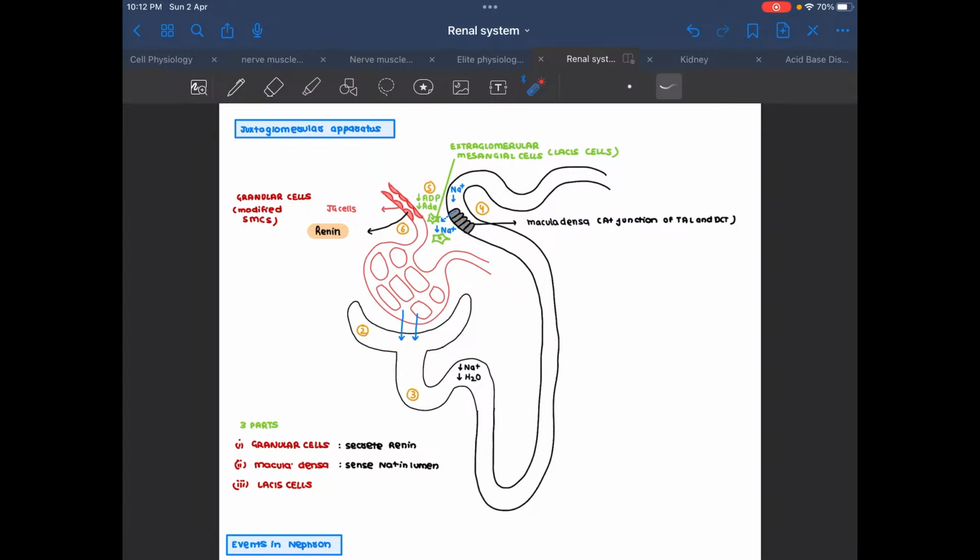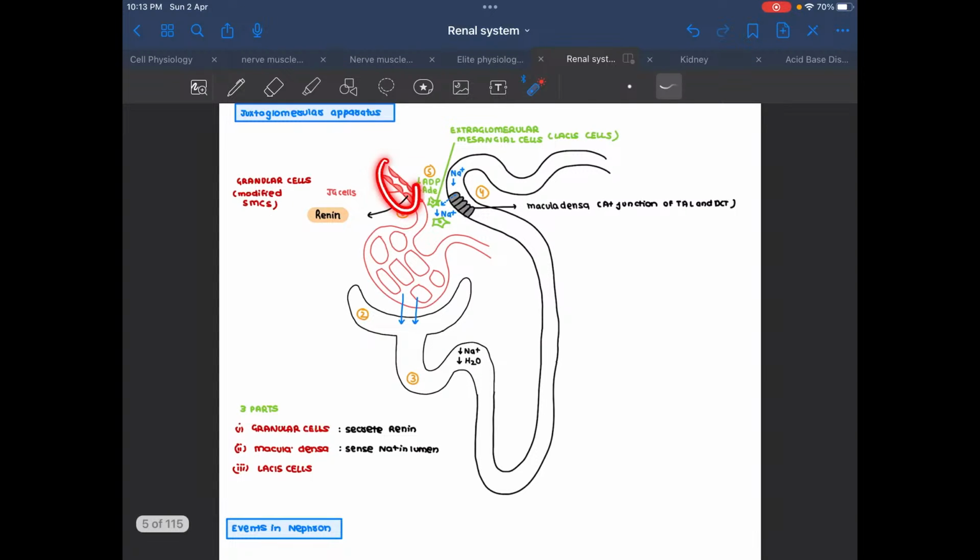So the JGA, or the juxtaglomerular apparatus, consists of three main components. One of the components is the granular cells. They are specialized smooth muscle cells present in the afferent arteriole, which do not contract, but secrete a protein known as renin. And renin, as we all know, is very important in the renin-angiotensin-aldosterone system. So this participates in the RAS mechanism, right? These are the JG cells, specialized or modified smooth muscle cells, also known as granular cells, and they release renin.